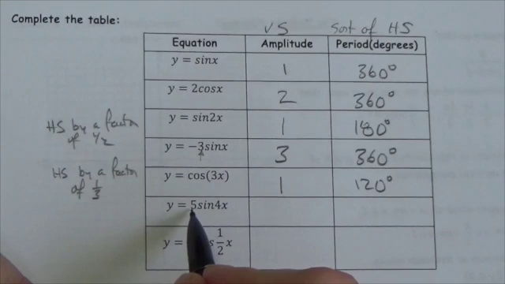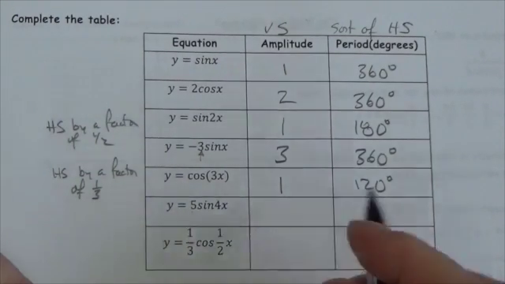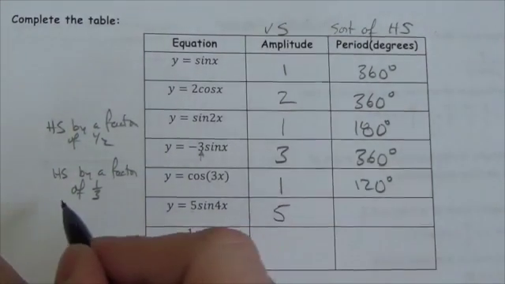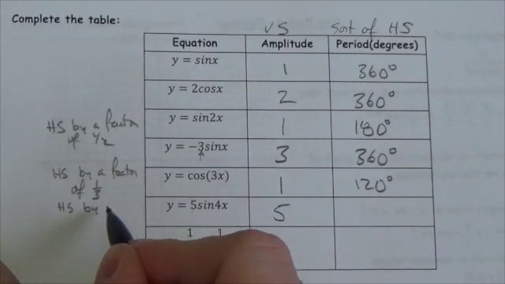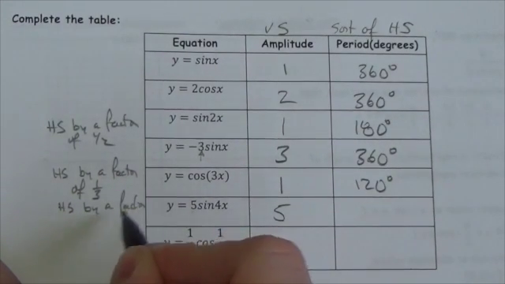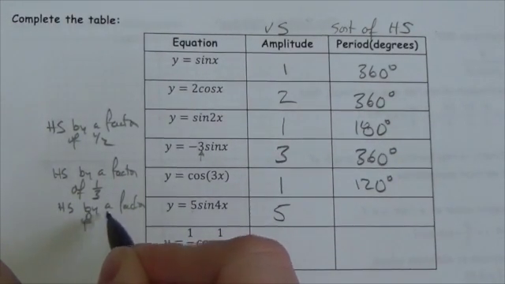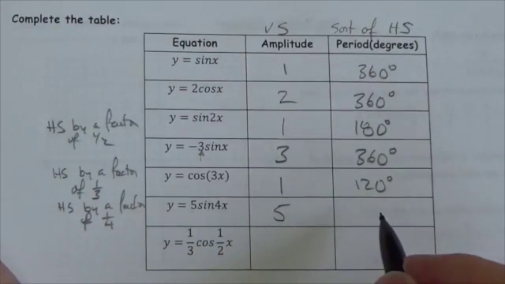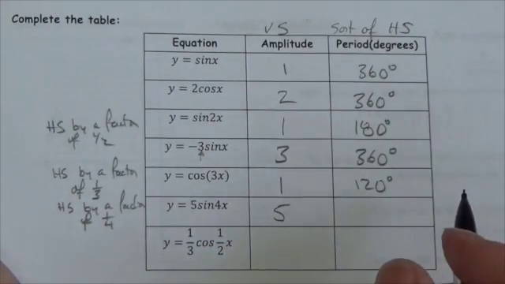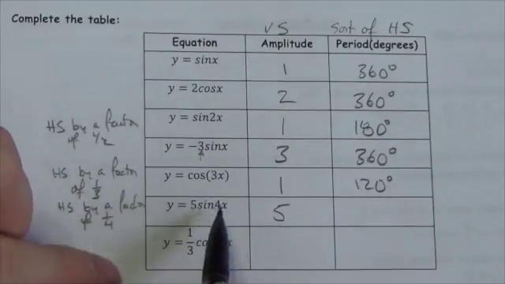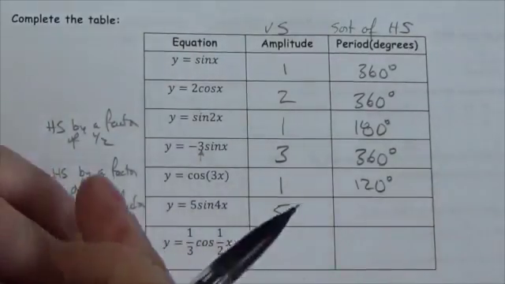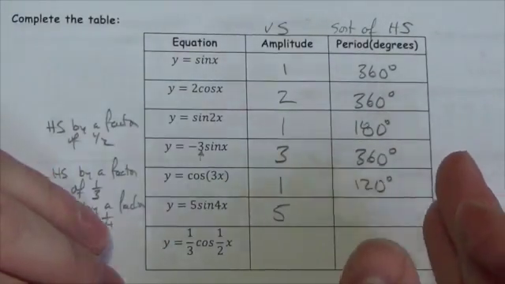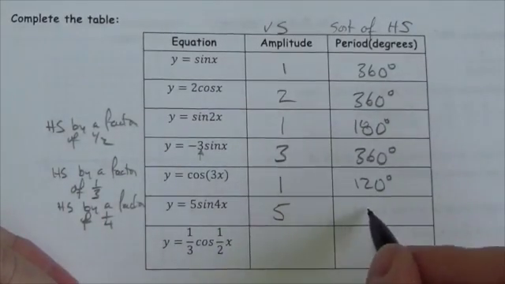Here, we've had a vertical stretch by a factor of 5. So that's going to make my amplitude 5, and this has had a horizontal stretch by a factor of 1/4. Well, 1/4 of 360 degrees, because now what that means is you're going to have 4 periods between 0 and 360. So each one of them is 1/4 that size. It's going to be 90 degrees.